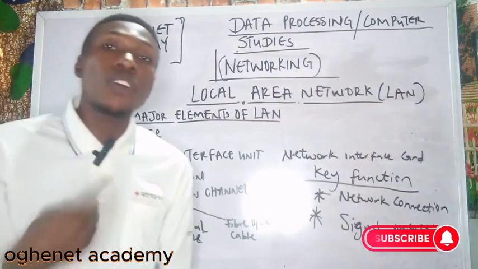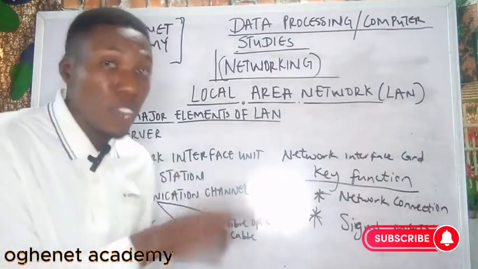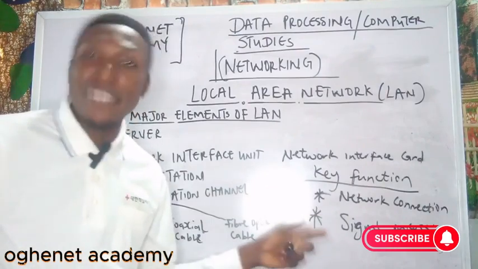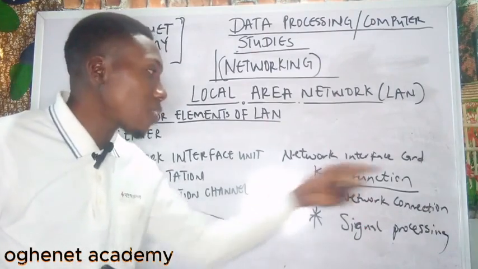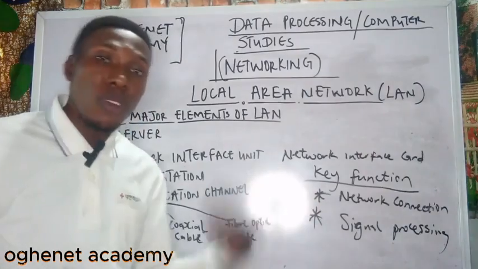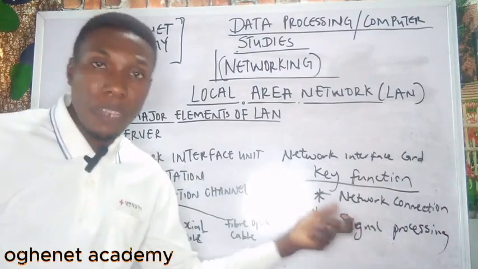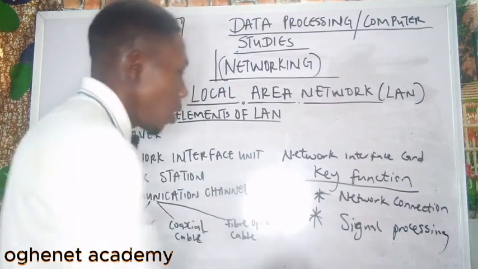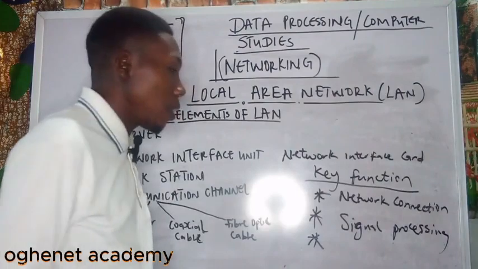But then this data that needs to be transferred or transported, you can use the layman term transported, but in ICT terms, it's actually transmitted, will have to be converted into a signal. Because if it is not converted into a signal, it will be very difficult to transfer that data from where it is to where it is needed. So the network interface unit is actually what processes that data into a particular signal that can be transmitted.